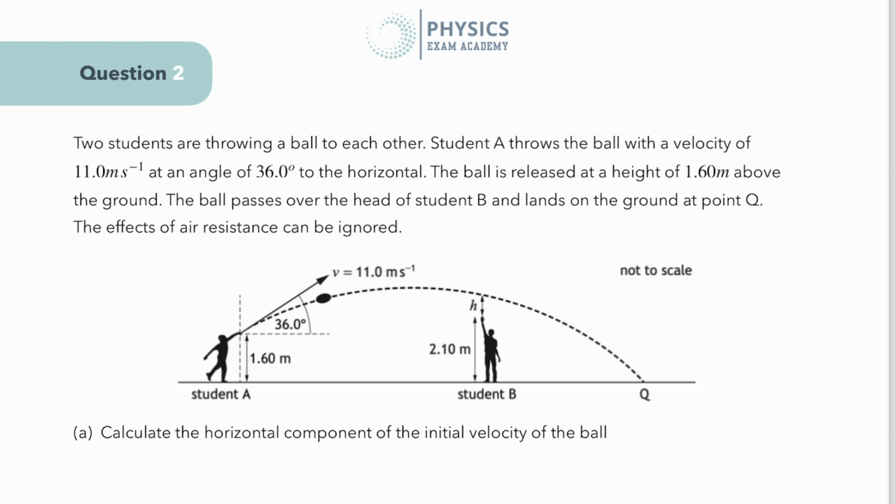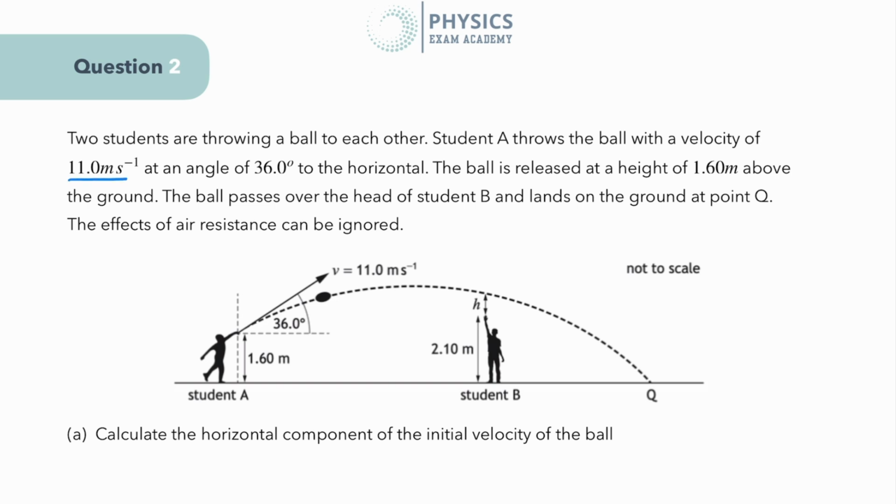Question 2. 2 students are throwing a ball to each other. Student A throws the ball with a velocity of 11 metres per second at an angle of 36 degrees to the horizontal. The ball is released at a height of 1.6 metres above the ground. The ball passes over the head of student B and lands on the ground at point Q. The effects of air resistance can be ignored.